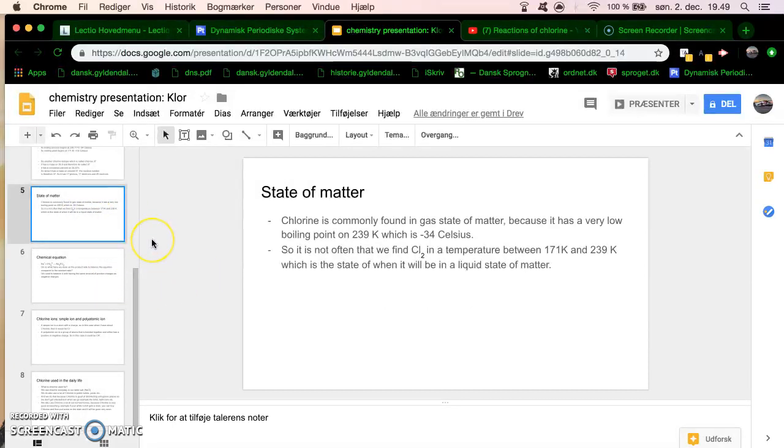State of matter. Chlorine is commonly found in gas state of matter, because it has a very low boiling point of 239 Kelvin, which is minus 34 Celsius. So it is not often that we find chlorine in a temperature between 171 Kelvin and 139 Kelvin, which is the state of when it will be in a liquid state of matter. So that's why it's a gas state of matter.